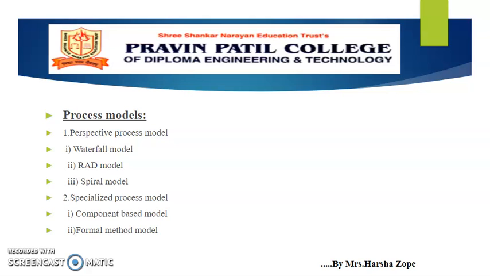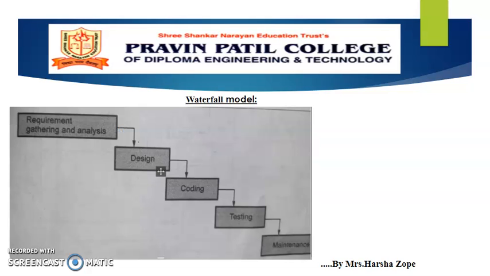Mainly there are two kinds of process model, prescriptive process model and specialized process model. The prescriptive process model is divided into three parts: waterfall model, RAD model and spiral model. The specialized process model is divided into two parts: component based model and formal method model. Let's start with the first process model, the prescriptive process model. Under this you have to study the waterfall model, RAD model and spiral model. Start with the waterfall model.